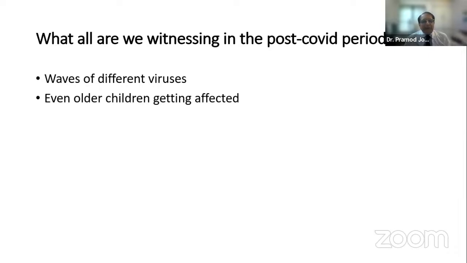So I had to tell them, my dear friends, remember, during COVID times, all children were inside their house, schools were closed, and the viruses did not have an opportunity to attack children. And children, that's why, did not develop any immunity against these viruses. And now that children have started going outside, they are witnessing all these problems and they are facing all the viral infections. And you will also agree with me that even older children are getting affected in those post-COVID viral surges that I'm telling you.